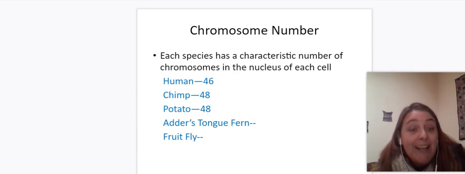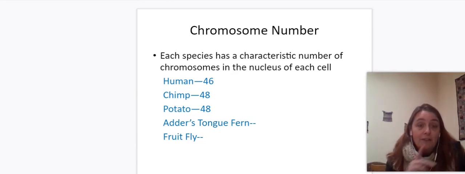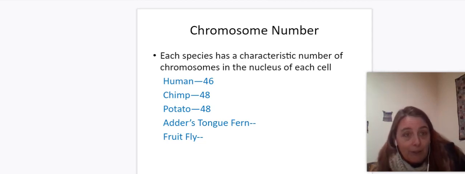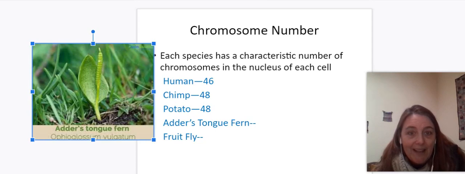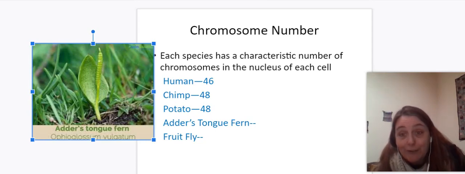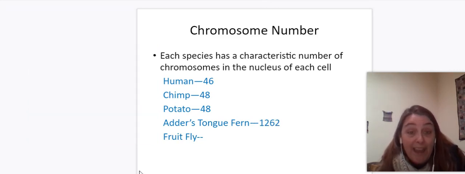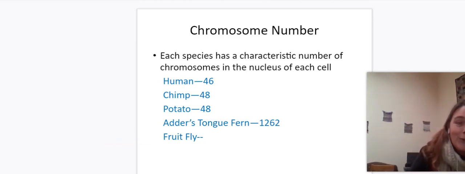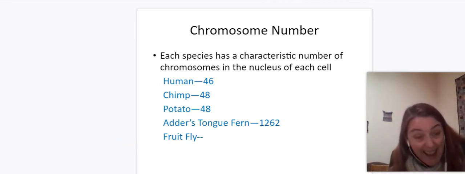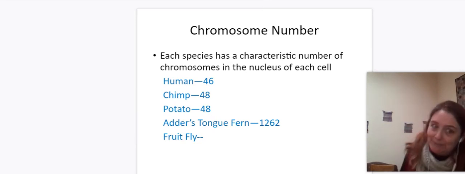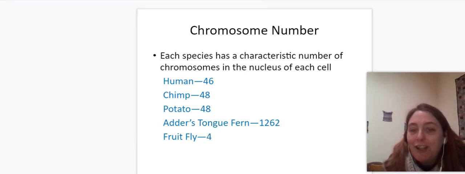Here's a crazy one. There's a fern, right? Ferns are plants that have fronds. And I'm going to pause and get a picture of that for you. So here we have the adder's tongue fern. That plant, if you take every cell in its body and look at it, each and every single cell has 1,262 chromosomes. And to think, some scientist actually counted them all. Scientists have some interesting jobs, right?